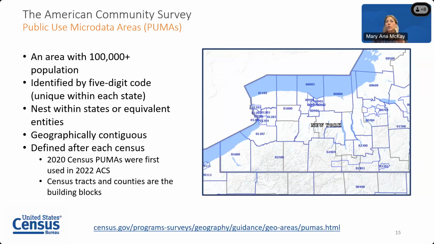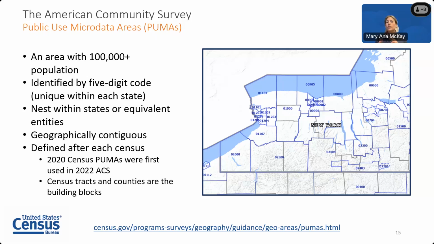PUMAs are areas with a population of at least 100,000, which is large enough to meet disclosure avoidance requirements. PUMAs are identified by a 5-digit code that is unique within each state. These geographies are redefined after each decennial census and are defined by either the state data center or, in some cases, the Census Bureau's regional geography staff. 2020 PUMA definitions were introduced with the 2022 PUMS files.